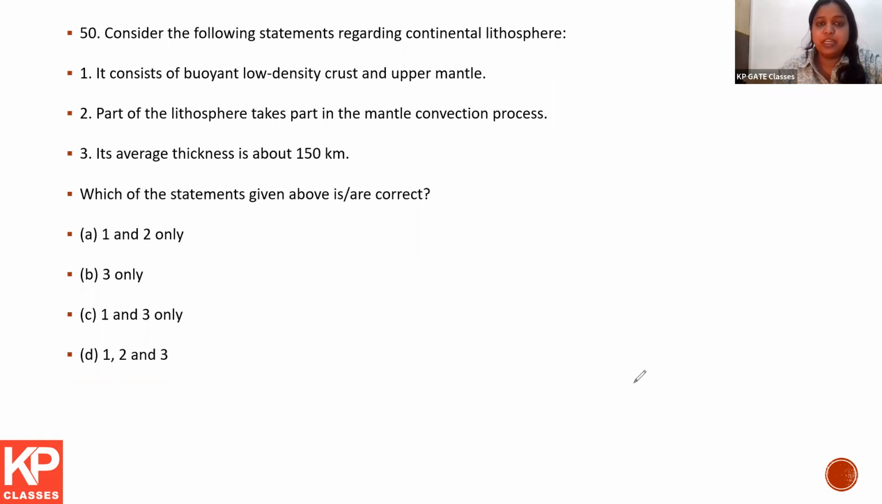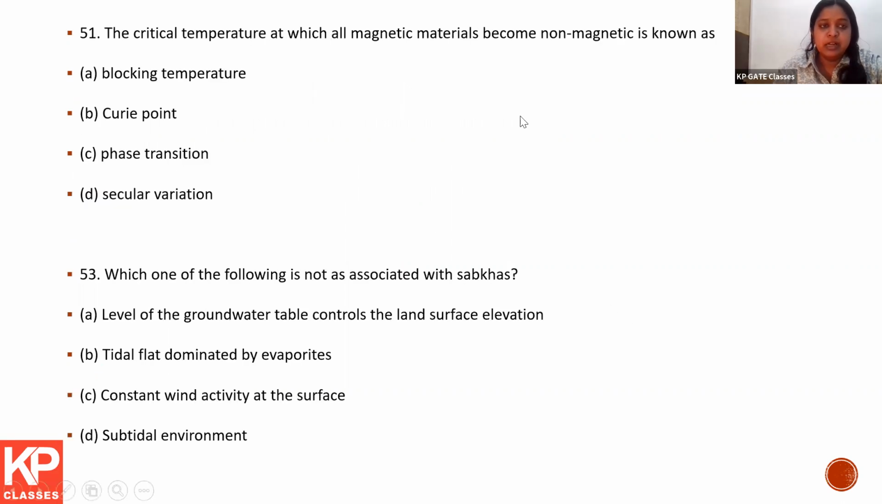Now, consider the following statements regarding the continental lithosphere. We need to find the correct statements. It consists of buoyant, low-density crust and upper mantle. Yes. Part of the lithosphere takes part in the mantle convection process. Yes. Its average thickness is about 150 kilometers. So statements 1, 2, and 3 are right. Option D is the correct answer.